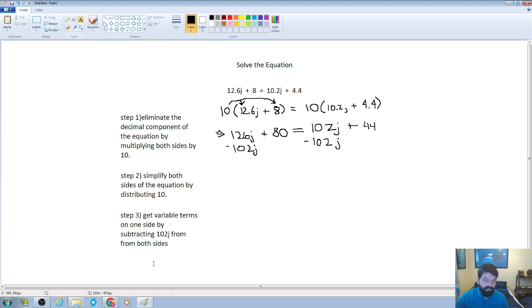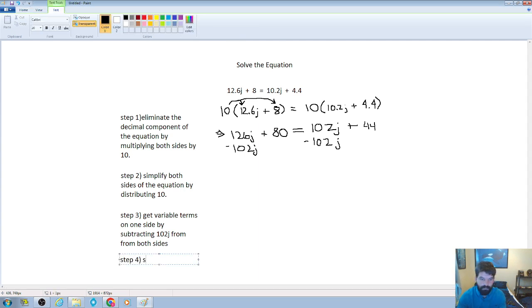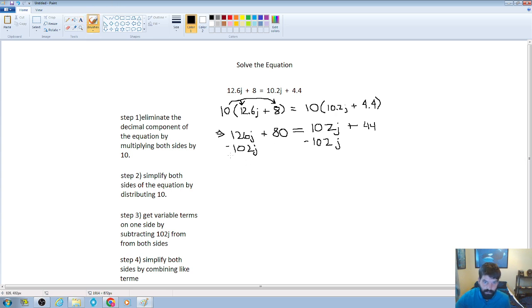So we can take a step 4 and simplify, just have that simplification step. So here we have 126j minus 102j. So remember, for intents and purposes of this question, the like terms are going to be all of your constants or whole numbers without variables, and then any terms that involve the variable j will also be combinable terms. So 126j minus 102j is going to be 24j plus 80 equals, and then again on the right side, that 102j minus 102j is going to cancel out.